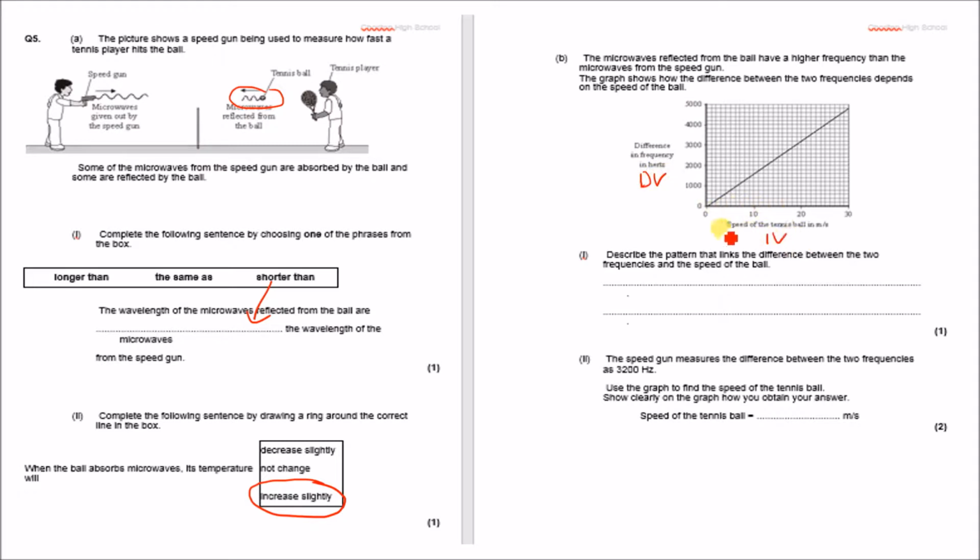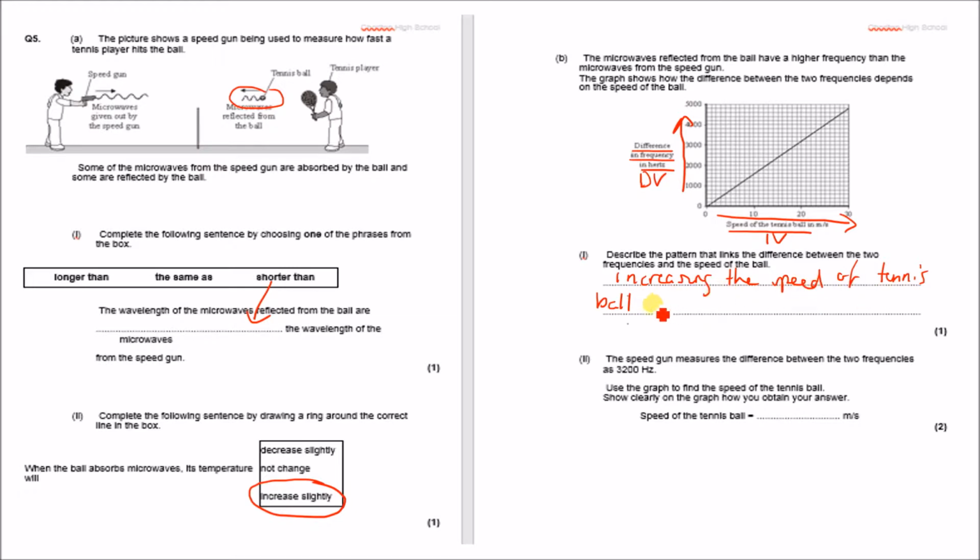and then talk about how it relates to the dependent variable. So what are we doing? We're increasing the independent variable, so increasing the speed of the tennis ball. So when I've talked about this, I'm talking about exactly what is said on this label. As I increase the speed of the tennis ball, what am I doing to this? I am increasing the difference in frequency in hertz.